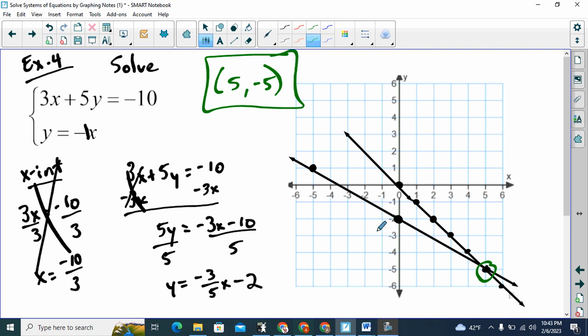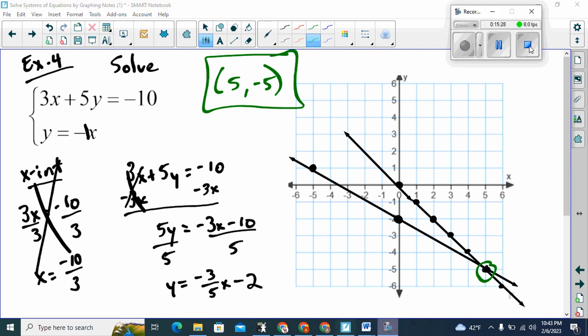That is it for today's notes. That was solving systems of equations by graphing. We will continue with systems of equations next class. We will solve them by substitution.